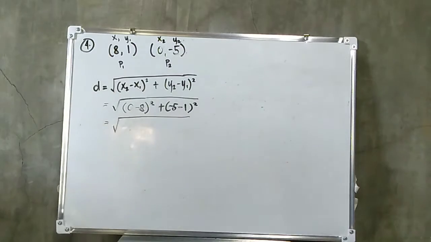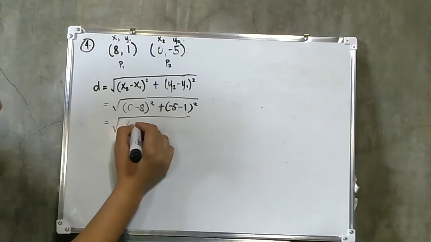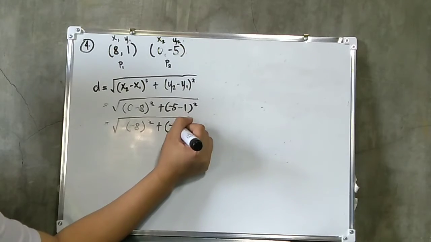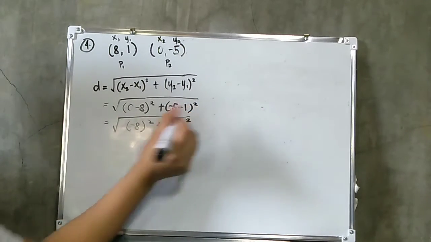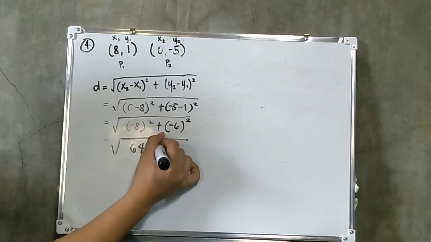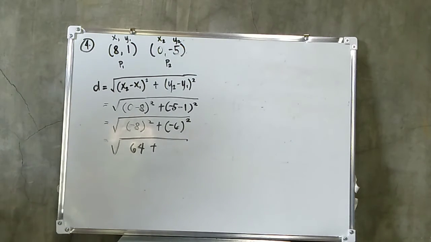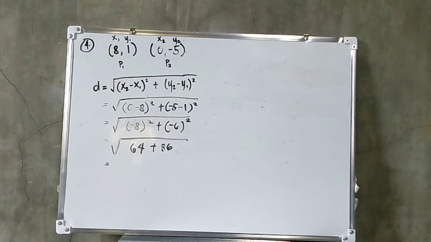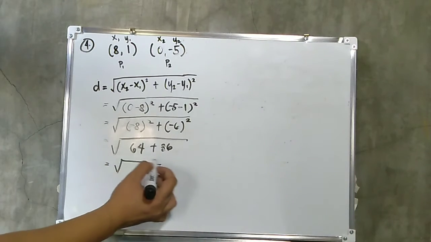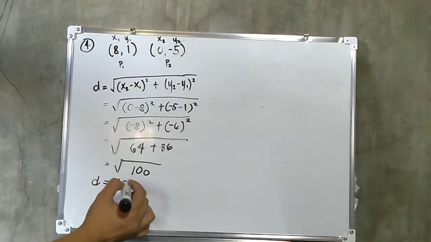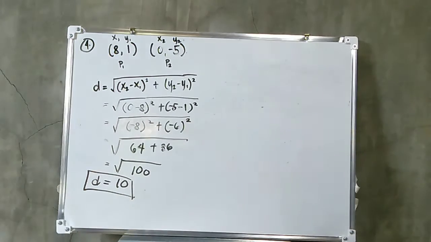Let's simplify the numbers inside of the parentheses. We have negative 8 squared plus negative 5 minus 1 is negative 6, since they are the same sign, squared. Then negative 8 squared is 64, plus negative 6 squared is 36. Plus 36 is 100. So the square root of 100 is 10. So our distance between the two points is 10.